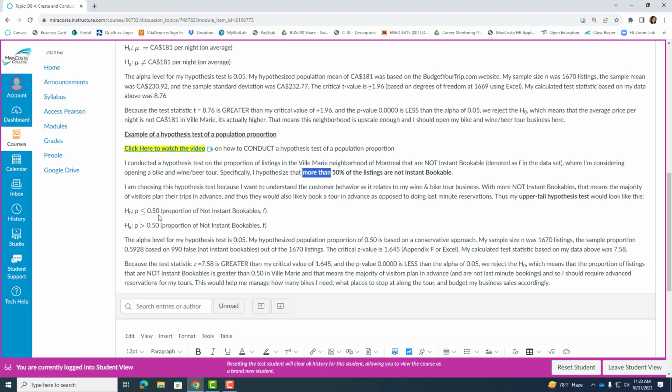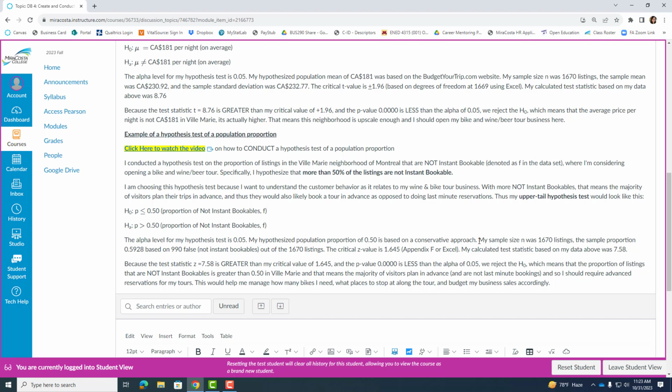And now you might ask, where'd you get the 0.5 from? We learned about this in chapter 9 about being conservative. If you don't have an idea and you want to be conservative, just say that it's a 50-50 chance, right? 50% chance that it's instant bookable and 50% chance that it's not instant bookable. And so my hypothesized population proportion is based on a conservative approach. I did choose my same alpha level of 0.05 or 5%, just like I did in my other test.